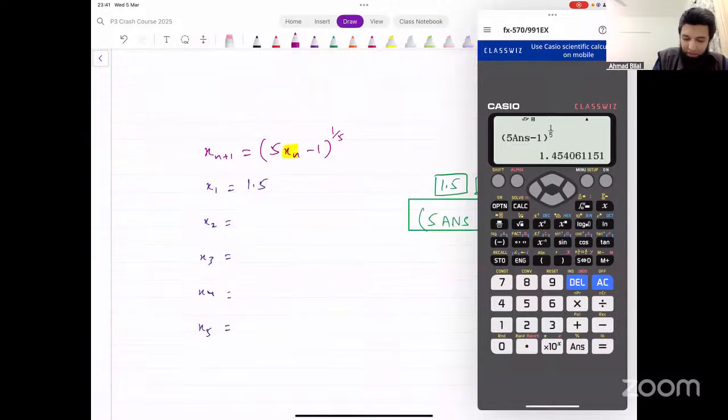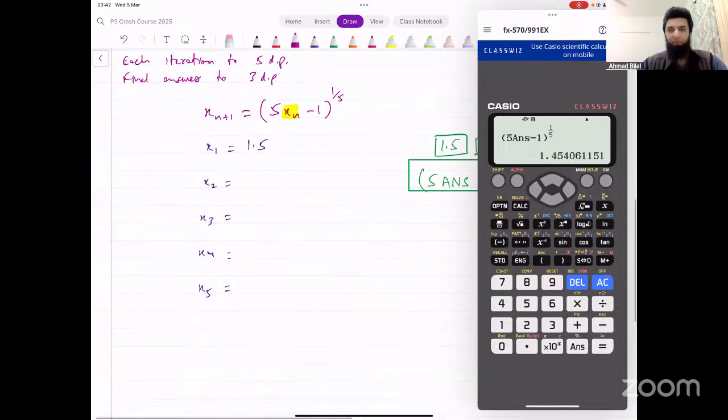Let me write that down here. Let's say they're saying, write each iteration to 5 decimal places, and then final answer to 3 decimal places. Let's say that's the instruction that we have in the exam for this question. Now, when we write that here, we would say this is 1.45406, right? To 5 decimal places, this is the value. This is the value that we are getting.